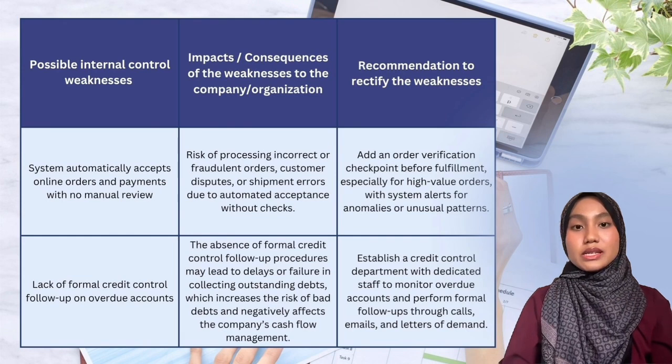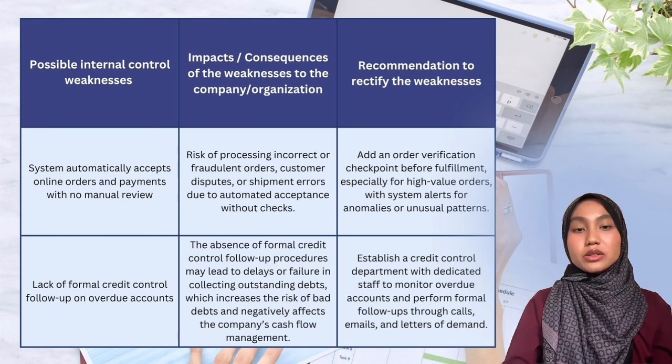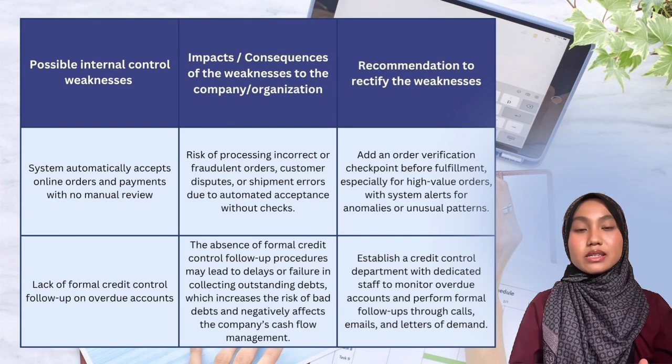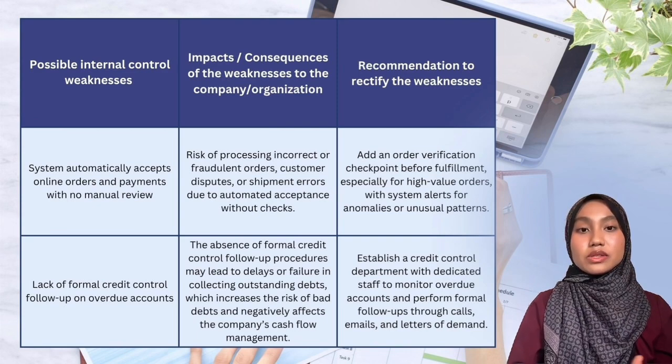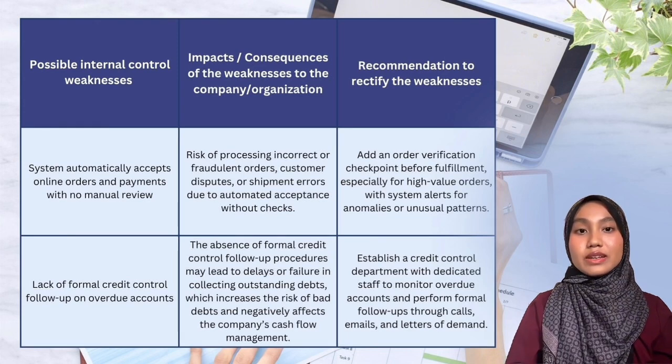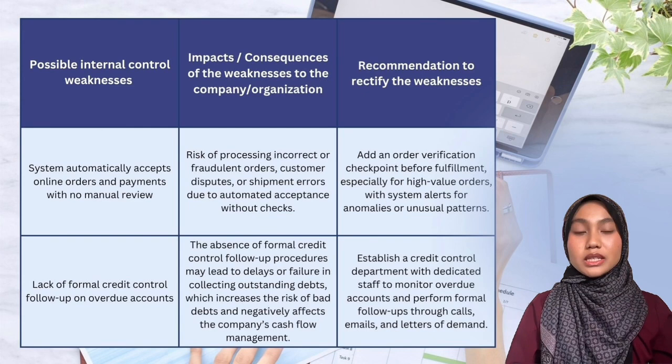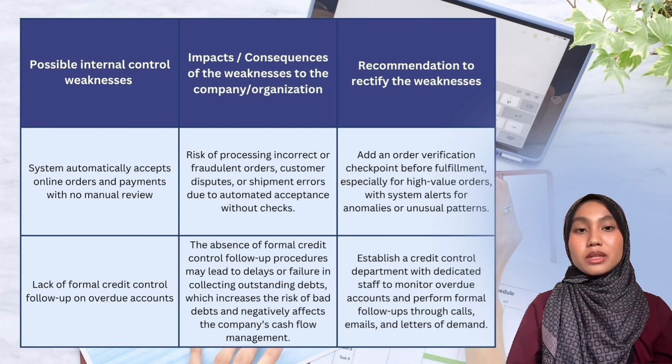The last weakness is the lack of formal credit control follow-up on overdue accounts. The case clearly states that there is no structured follow-up for overdue accounts. As a result, this may lead to delays or failure in collecting outstanding debts, which increases the risk of bad debts and negatively affects the company's cash flow management. We suggest establishing a dedicated credit control department to perform formal follow-ups through phone calls, reminder emails, and letters of demand.